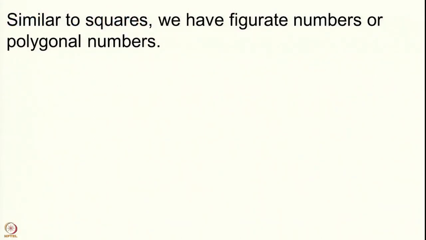Similar to squares, we have figurate numbers, or what are also known as polygonal numbers. So, squares are the numbers which can be written in a grid of squares. This is 1, 2, and then you have a grid of squares to write 9, and so on. Actually, a square number is called a square because you can put that number in a square grid where each side is represented by the square root of that number. So, 16 is the number of elements which are put in a square grid consisting of 4 rows and 4 columns. So, square is a geometrical figure.